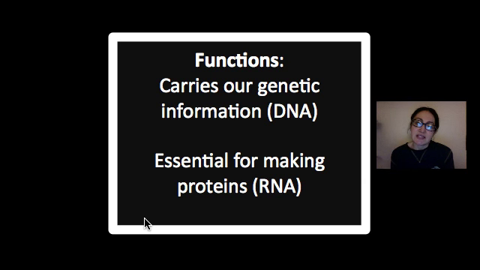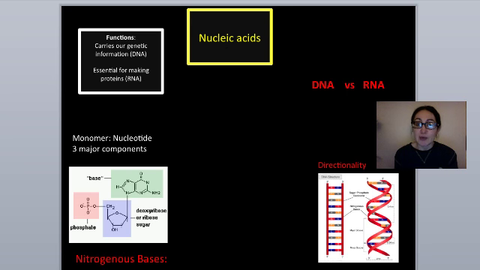So nucleic acids are important because they carry our genetic information, and you might know that as DNA, which stands for deoxyribonucleic acid. And it's also essential for helping us make proteins. So in order for us to make proteins, we actually need to go into our DNA, read our DNA, and then copy that into RNA. And from there, we can make protein. So it goes from DNA, RNA to protein. So RNA is really important for us in terms of making protein.